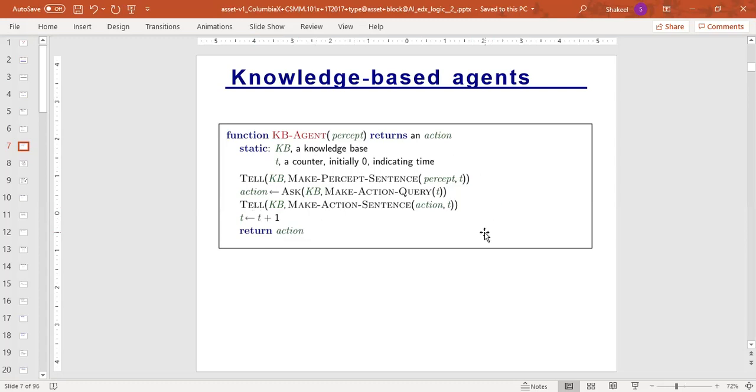We might think that this looks very similar to a black box model or state based model, such as searching for how to go from point A to point B. In this case, the agent was just searching, and it seems like here we have functions like Tell and Ask and Make-Percept-Sentence. So it seems atomic, but the fact is that it is not.